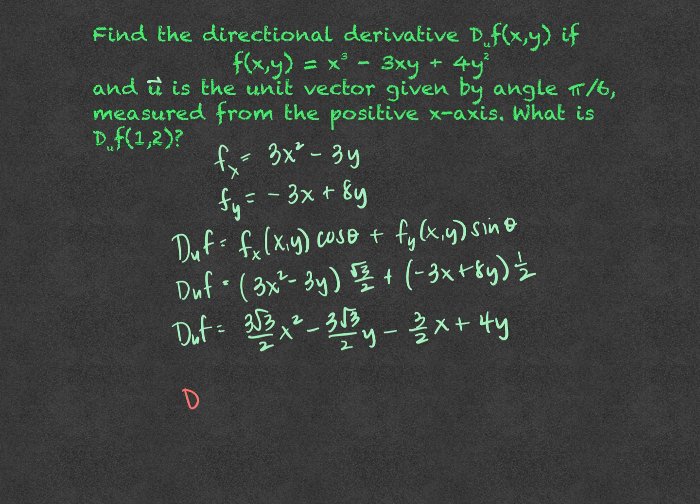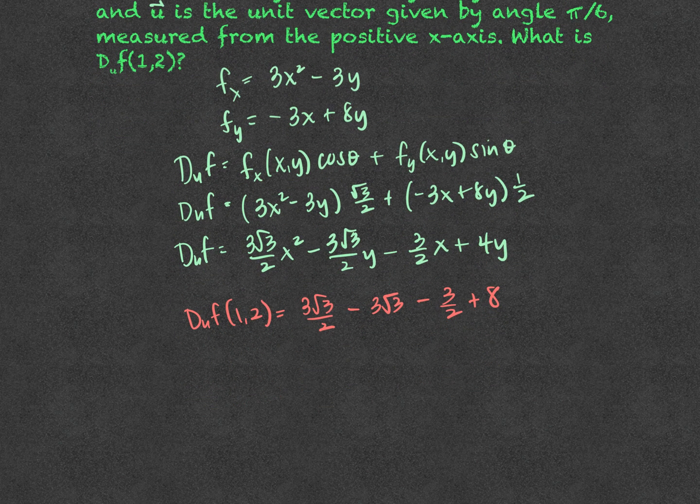So now we're going to find it at the point (1, 2). So we're going to plug in 1 for x. We have 3 square root of 3 over 2 times 1, minus 3 square root of 3 over 2 times 2, which gives us 3 square root of 3. Minus 3/2 times 1 is 3/2. Plus 4 times 2 is 8. So we have some crazy things going on.